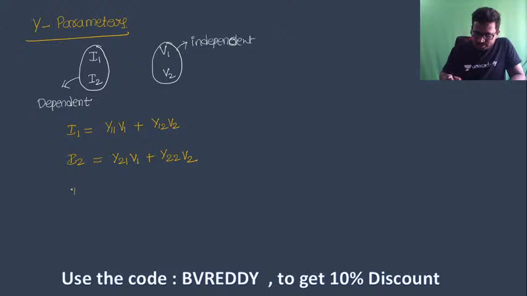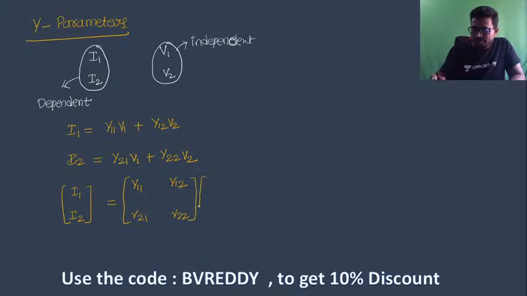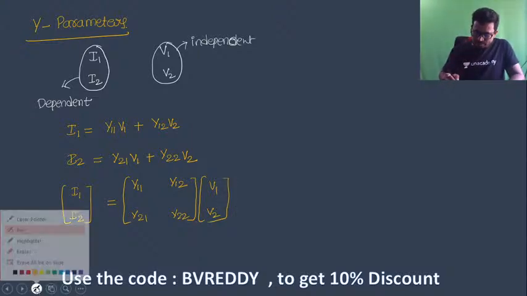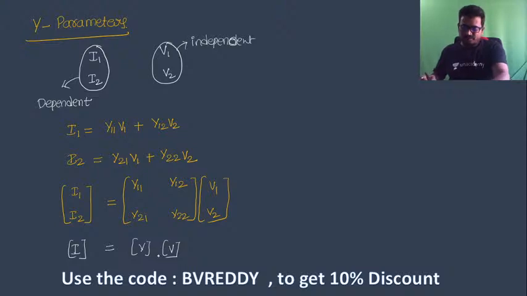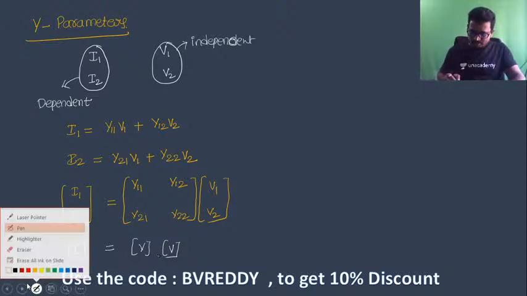In the matrix form we can write it as I1, I2. We can express this as I1 and I2, and here these are Y11, Y12, Y21, Y22, and this is V1 and V2. This is the matrix form. Here this matrix we can treat as the I matrix, which is equal to the Y matrix, into this, which we can call the V matrix. Now let's talk about these parameters.